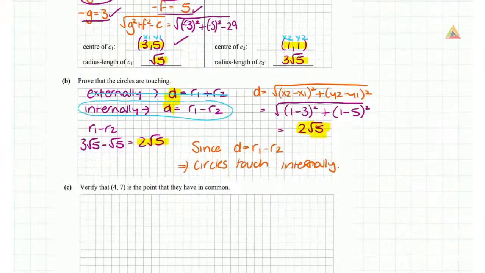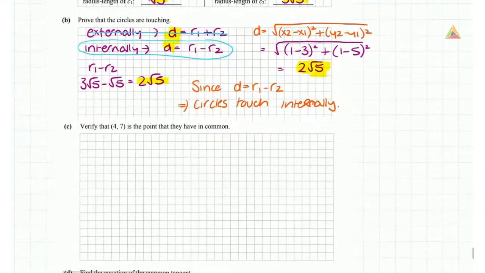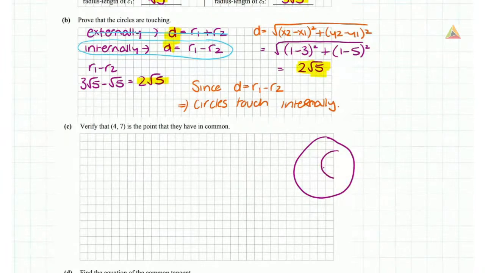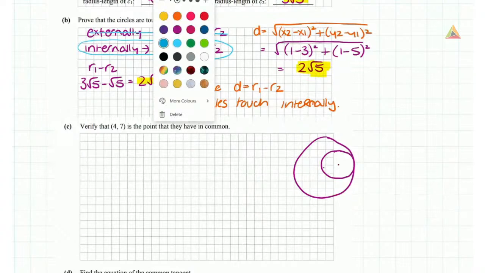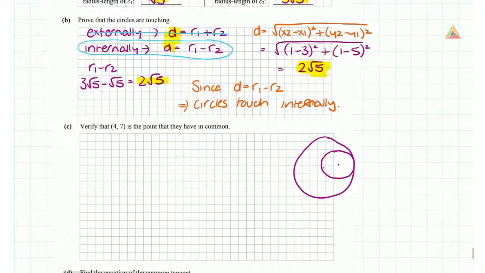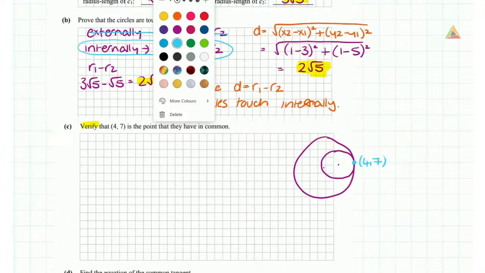Part C, verify that 4, 7 is the point that they have in common. So let's have a look at a diagram for a second. It's very useful to draw a diagram. There's my first circle, and we now know that they touch internally. So they touch somewhere like that. And what they're telling us here in part C is that the point that they have in common, so this point here, we're being asked to check that that's 4, 7, or verify. So verify means check.